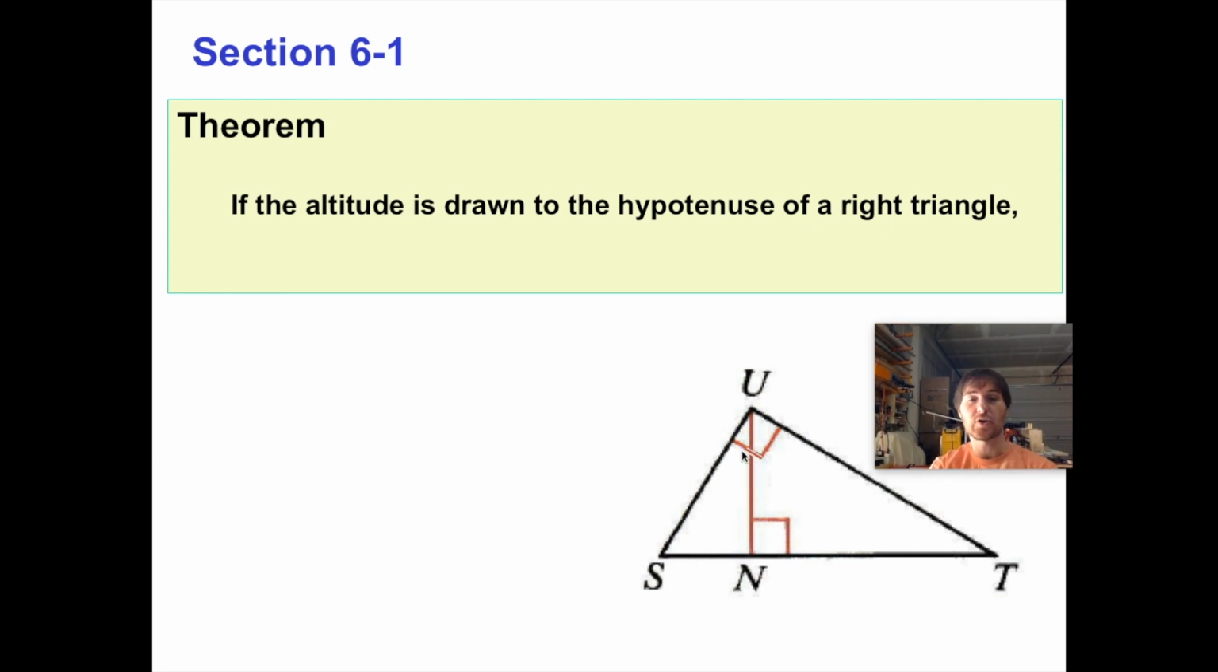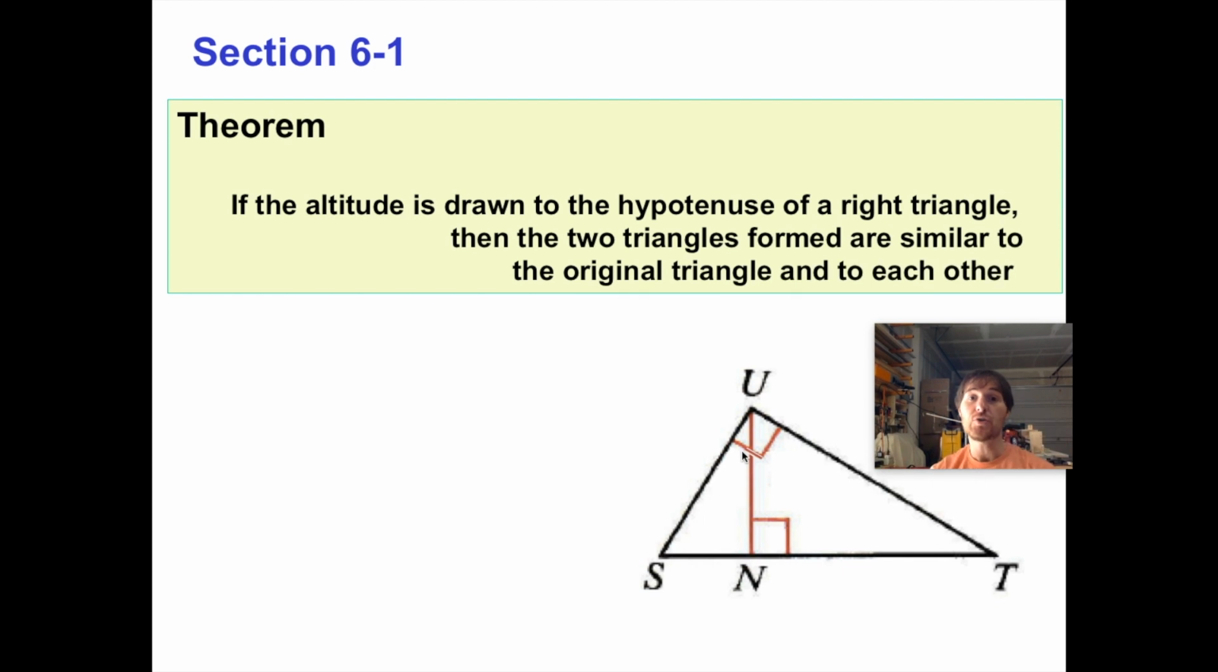So if an altitude is drawn to the hypotenuse of a right triangle, what we're going to prove in a second, and what you observed in class, I'm hoping, is that the 2 triangles that get formed, I already talked about a second ago: SNU is similar to SUT, but SNU is also similar to UNT, because the angles SNU and UNT are congruent. And then they share an angle too, don't they? No, they don't share an angle. Oh, how does this one work? Oh, this is pretty interesting.